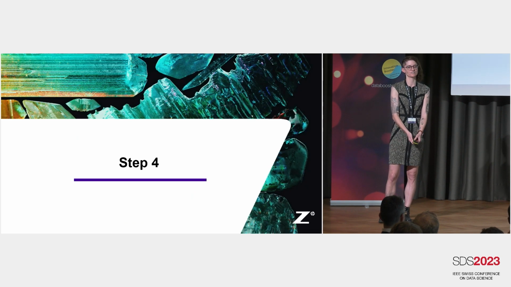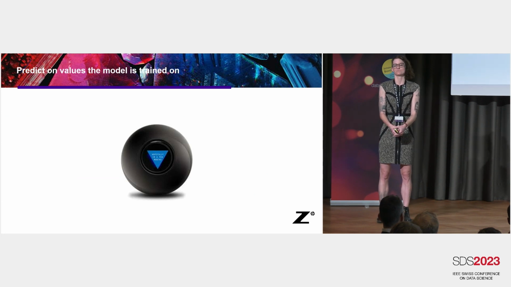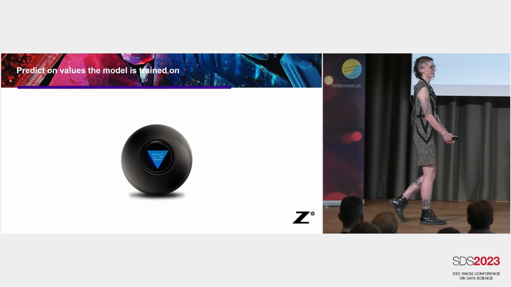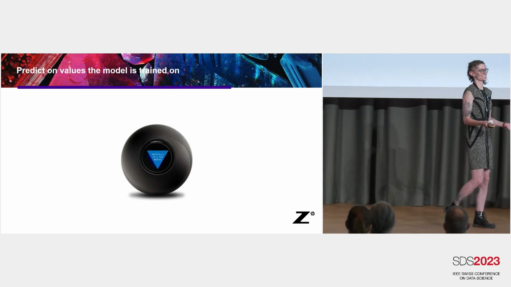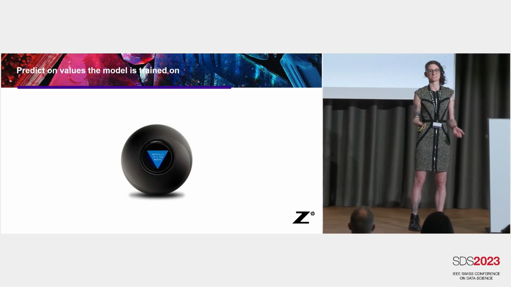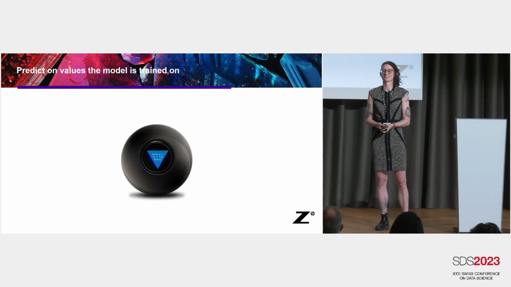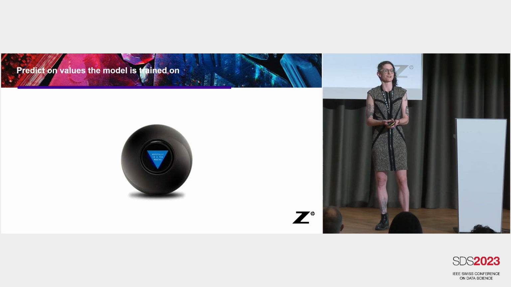Moving on to step 4. Predict on values that your model is trained on. We all know here that models are not magic, they are based on historical data. And you can always get a result from whatever model.